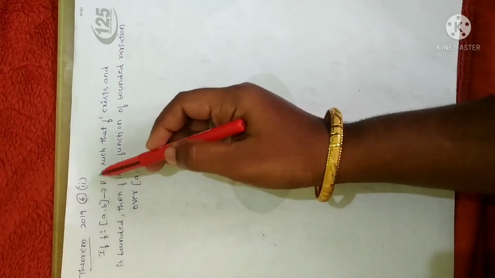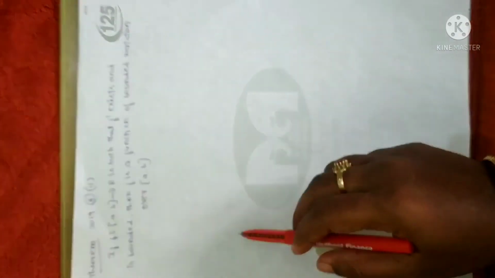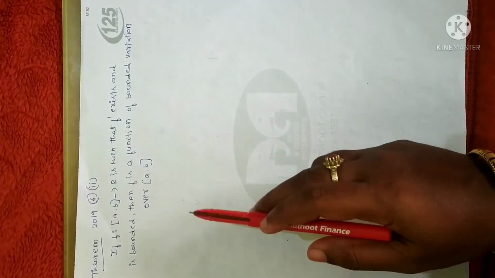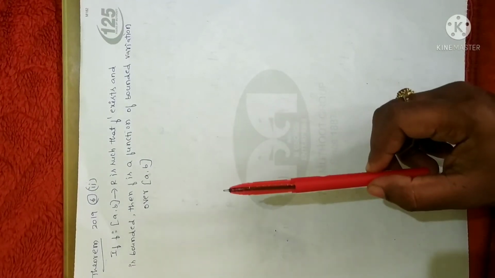So here is the next theorem. This is the second tag question, which was asked in 2019. Just now I did the sixth sub-question, the first tag question. So this is the second tag question, and it is also very important.